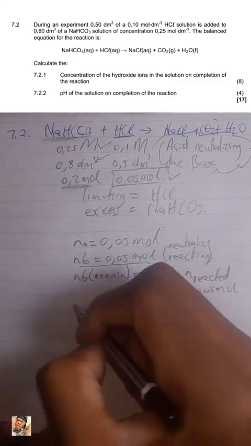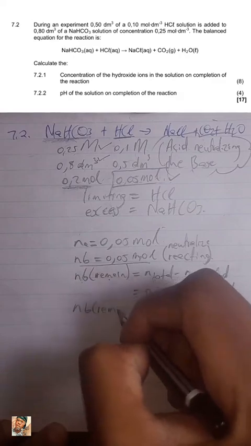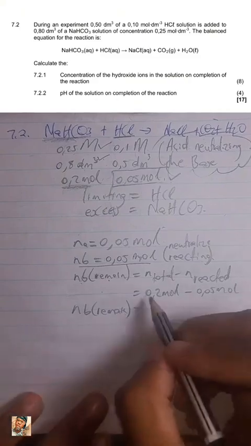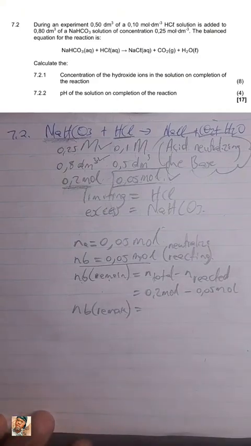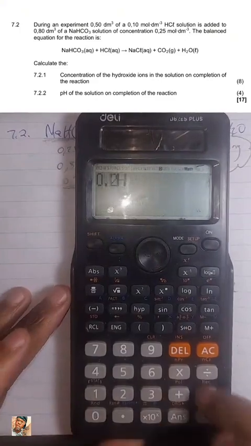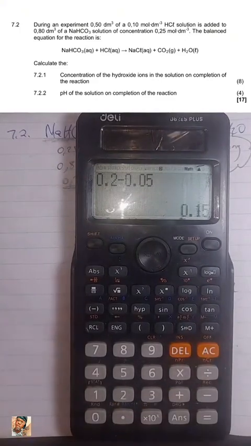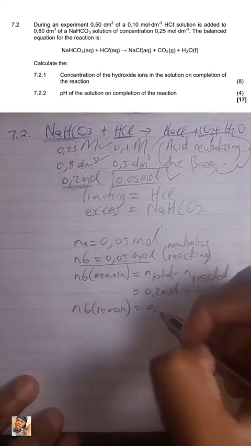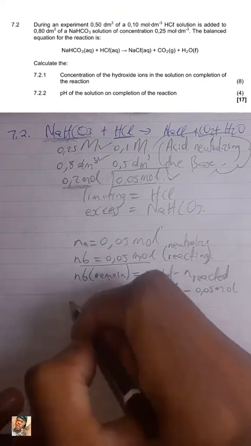So what is the number of moles of the base that are going to remain after completion of the reaction? It is going to be 0.2 minus 0.05. So we're going to press the calculator and we're going to be like 0.2 minus 0.05. And what is that equal to? That is equal to 0.15. So that means the number of moles of the base that is going to remain is 0.15 moles.